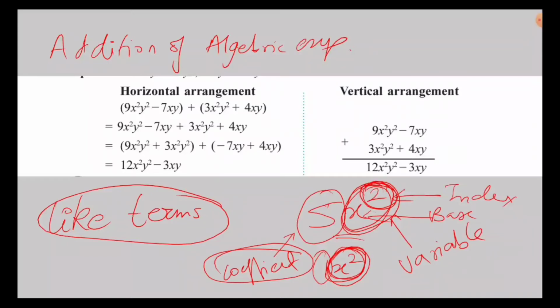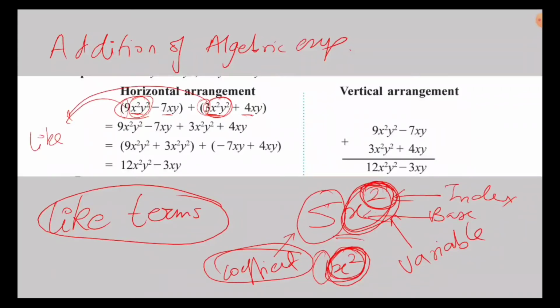like terms. Here you all can see this is 9x square y square minus 7xy. We have to add this with 3x square y square and 4xy. Now just tell me what are the like terms over here. 9x square y square is the like term to 3x square y square because 9 and 3 leave aside, but x square y square and x square y square are equal. So these two terms are like terms. This and this are like terms.